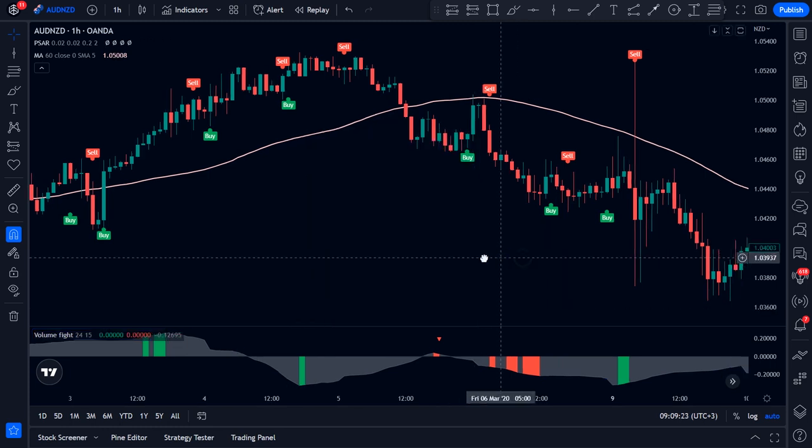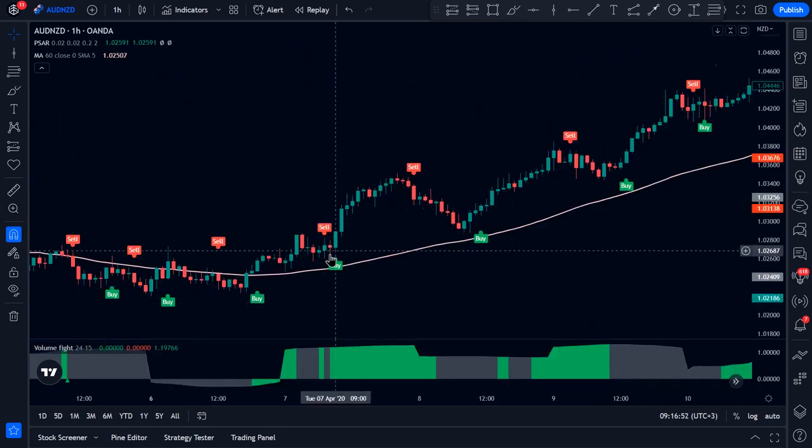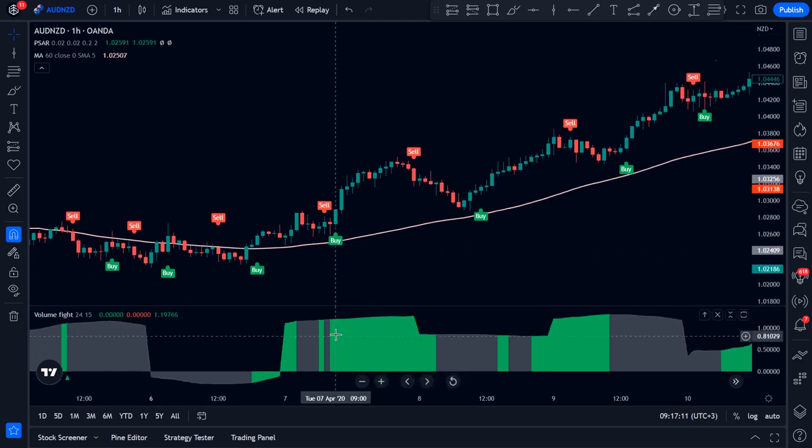Now, to take a long trade, the price must be trading above the moving average. The parabolic SAR indicator should print a buy signal, and then the Volume Fight indicator should be colored green, and it should also be above the zero line.